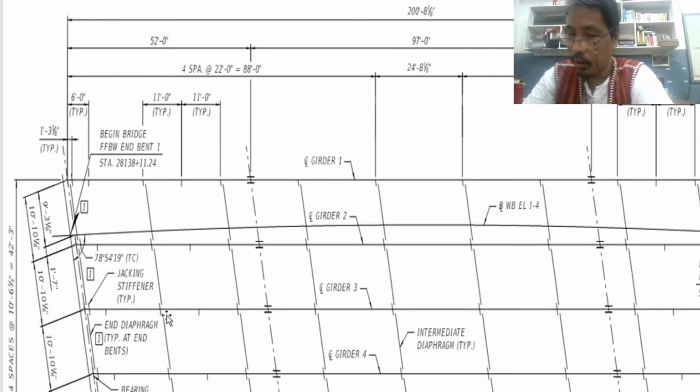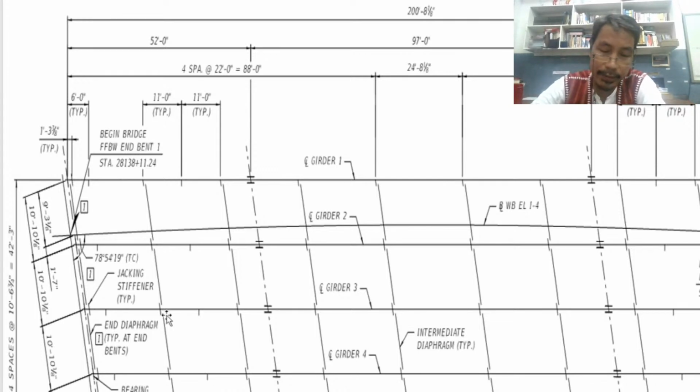So diaphragm also is one component that gives us a function to brace or to support to make the system stronger. Okay, so diaphragm, but the diaphragm is usually they are in perpendicular with the girder.